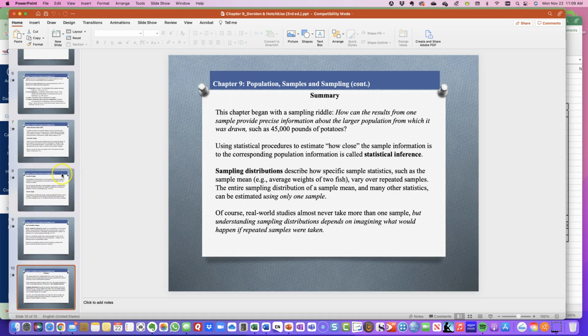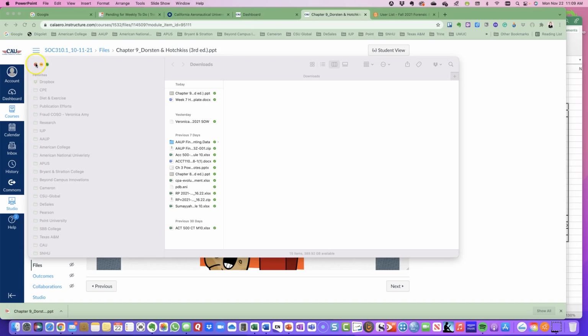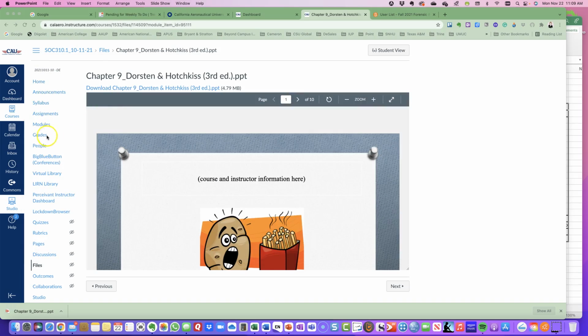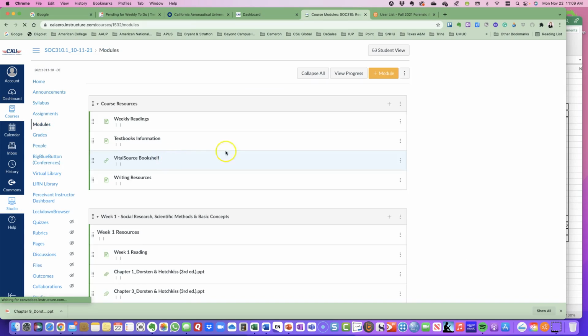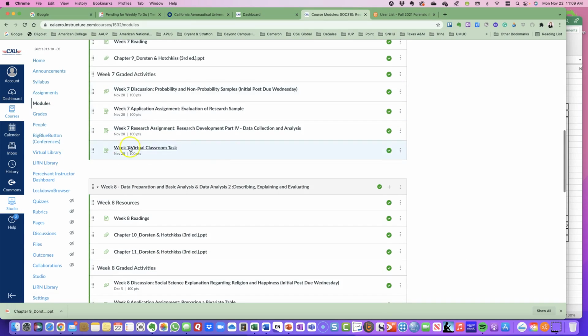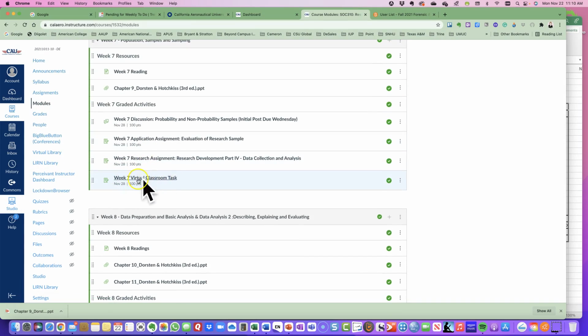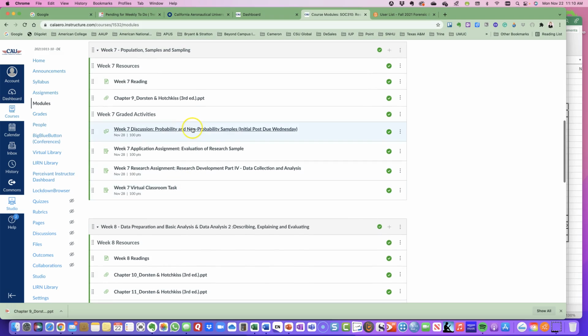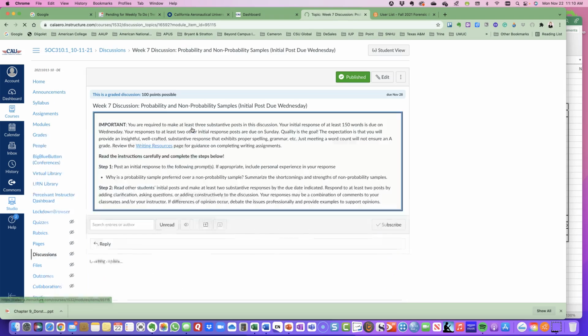And here is your summary of everything that happened in Chapter 9, Population, Sample, and Sampling. So if we go back into our module in our course, you will see that you're going to submit all of that right here as part of the virtual classroom task. And then we are going to go in briefly here to just review what you're going to do for your discussion. So for this week, we are asking, why is a probability sample preferred over a non-probability sample?